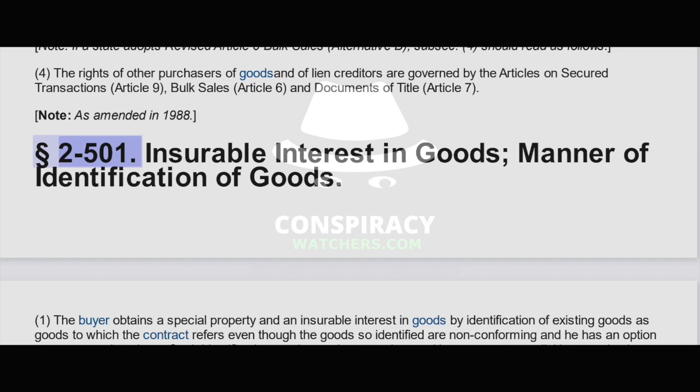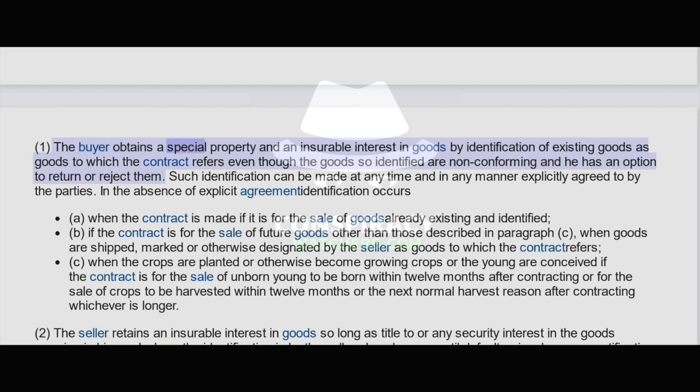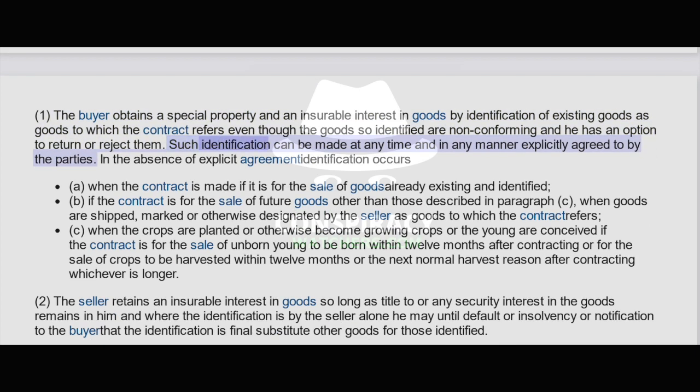Section 2-501. Insurable interest in goods, manner of identification of goods. The buyer obtains a special property and an insurable interest in goods by identification of existing goods as goods to which the contract refers, even though the goods so identified are nonconforming and he has an option to return or reject them. Such identification can be made at any time and in any manner explicitly agreed to by the parties.